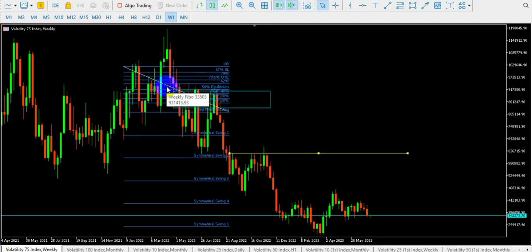So let me just take this away. What I want you to do is take the breaker. Whenever you are marking a breaker, especially one like this, we don't want to see the 50% of the last down candle or series of the last down candles that created the breaker. A bearish breaker looks similar to an order block, so we use the levels the same way.